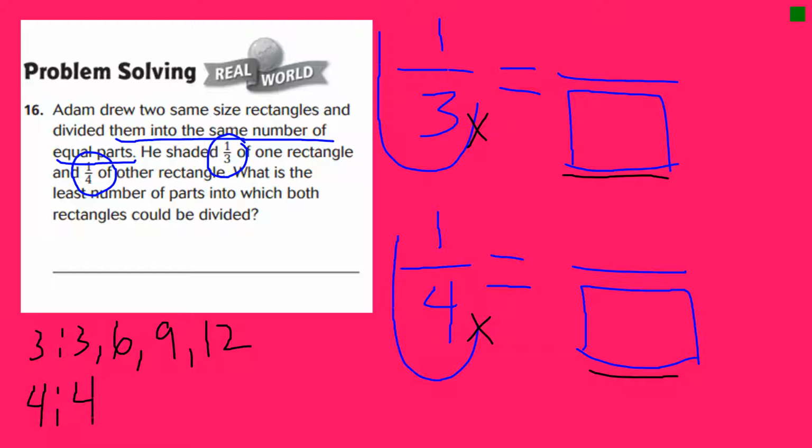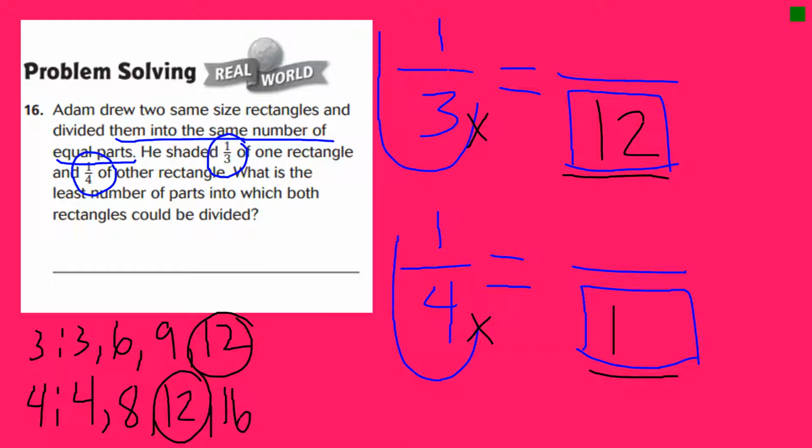Okay, and then 4, 8, 12, 16. Do you see the common multiple or the common denominator? Yes. We're going to have rectangles that are both divided into 12 equal parts. Okay? So 3 times what is 12? 4. What do I do up here? You got it. 4 times what is 12?